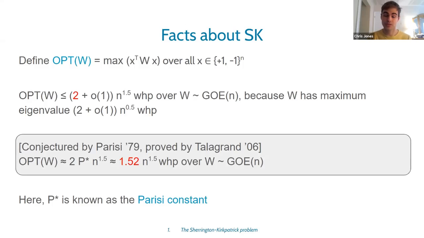But the true optimum turns out to be significantly smaller than this. This is a famous conjecture from physics by Parisi from 1979, which was finally proved by Talagrand in 2006. It says that the true optimum value is approximately equal to 1.52 times n to the 1.5. This constant is known as the Parisi constant, P star. So it's something significantly smaller than 2. But these results are non-algorithmic.